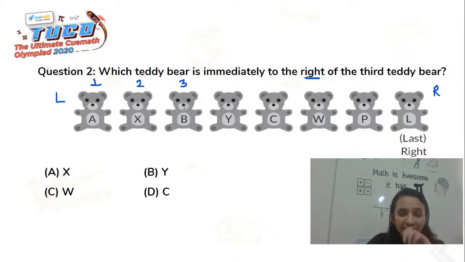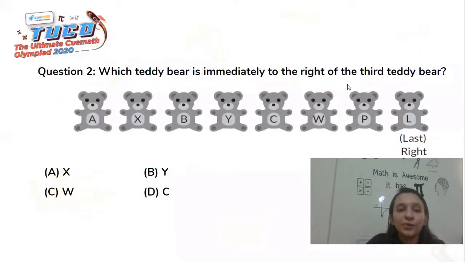So this is the third teddy bear, and the question asked us which is the teddy bear immediately to the right. So this is the left of the third teddy bear and this is the right. So the immediate right is the teddy bear Y, and hence the correct answer to this question becomes option B.